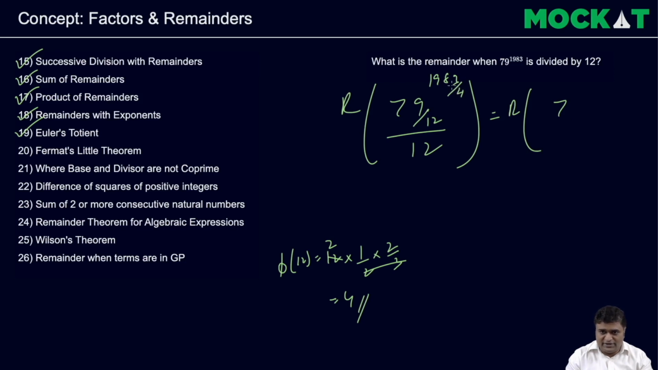Divisibility once again by 4: only the last 2 digits, 83, divided by 4, you need to write the remainder, which is 3 in this case. So 7 cubed is 343, divided by 12. You can just divide it and write down the remainder. 12 2s are 24, you're left with 103, and 12 into 8 is 96. 103 minus 96 is 7. 7 is the answer.